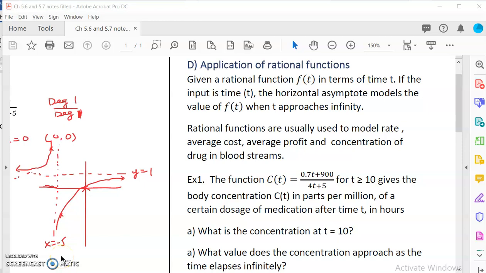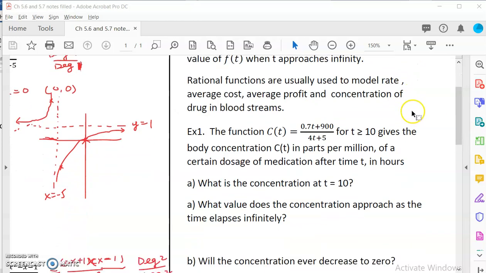Hello college algebra student, this video is still for chapter 5.6 part 5, application of rational functions. So let's do some work problems. Usually rational functions are used to model some average of something or concentration of something: concentration of drugs in the bloodstream, average cost, average profit.